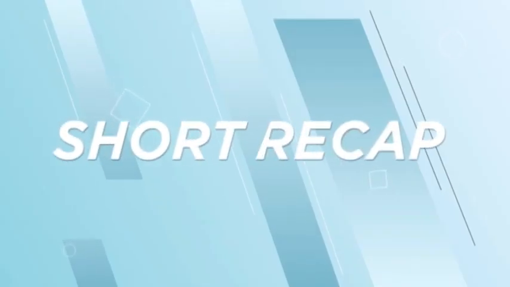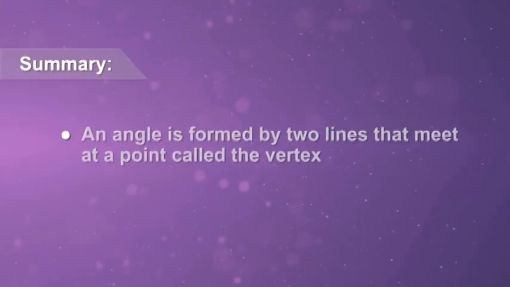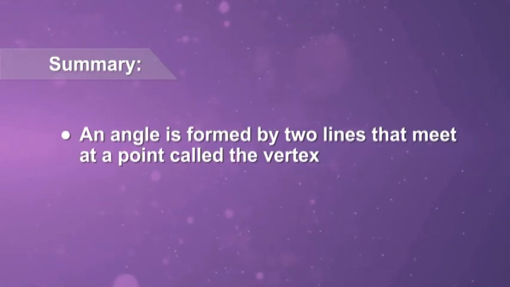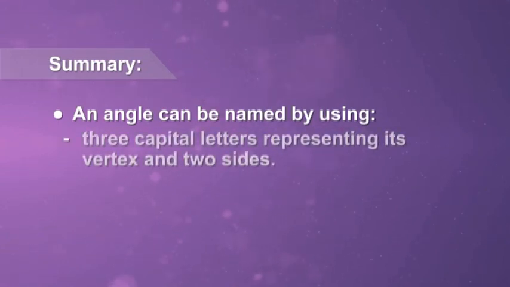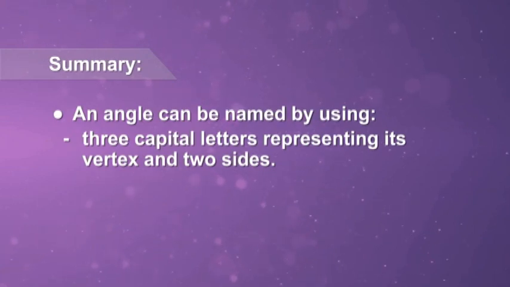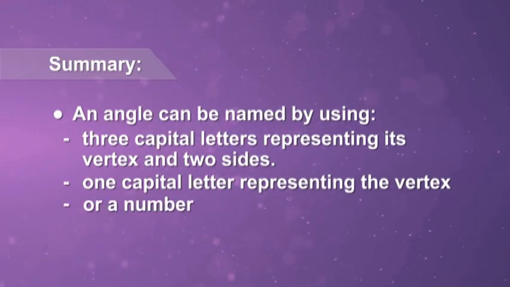Before we go, let's look back at what we learned in this lesson. An angle is formed by 2 lines that meet at a point called the vertex. An angle can be named by using 3 capital letters representing its vertex and 2 sides. The letter representing the vertex is always written in between the other 2 letters representing the sides. It can also be named using 1 capital letter representing the vertex, a number.